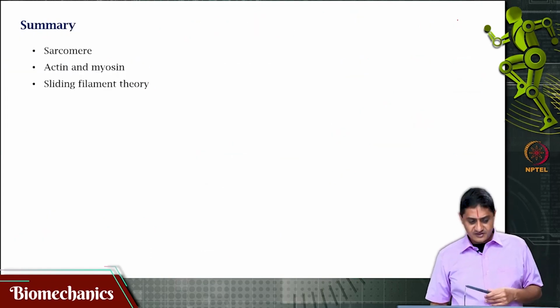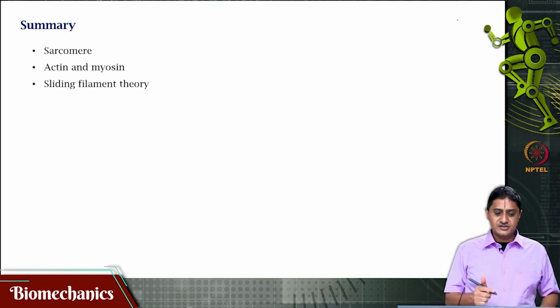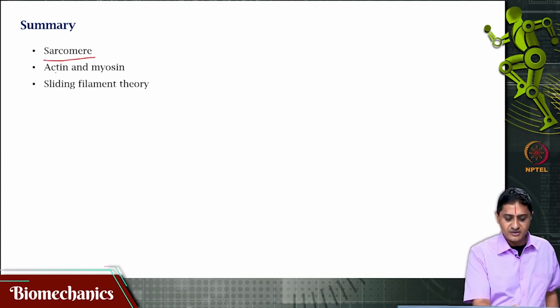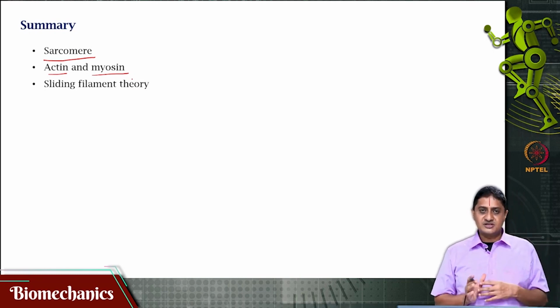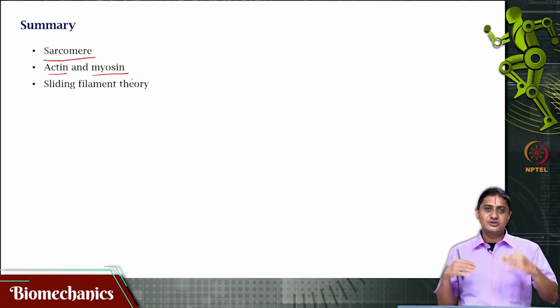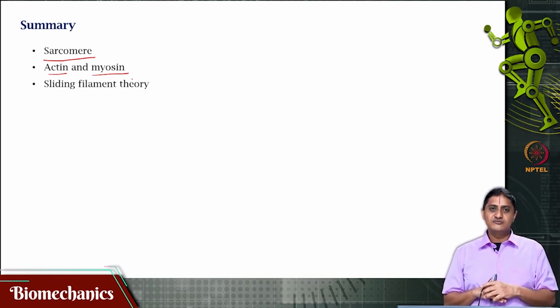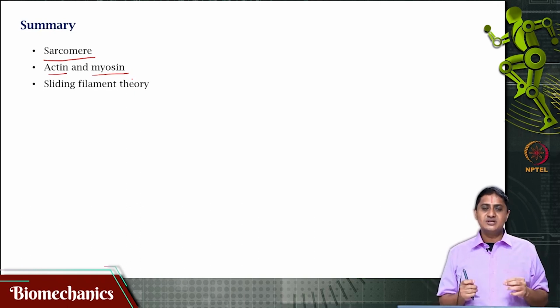With this, we come to the end of this video. In this video, we continued our discussion on the sarcomere. We saw what a thin filament or actin and a thick filament or myosin are, and how cross bridges are formed between these two filaments, which slide with respect to each other, producing force. And we saw why calcium and ATP are crucial to this function of muscle force production.